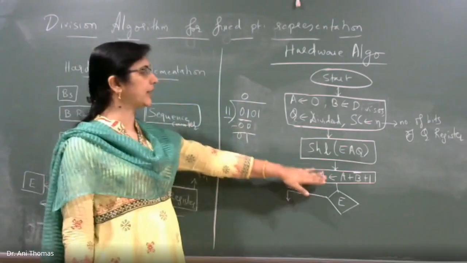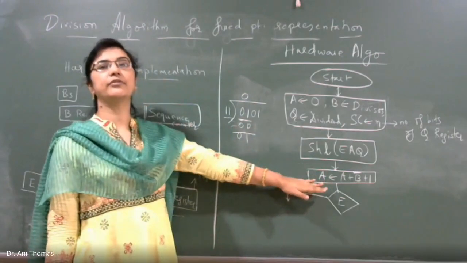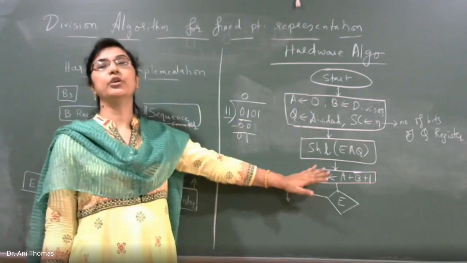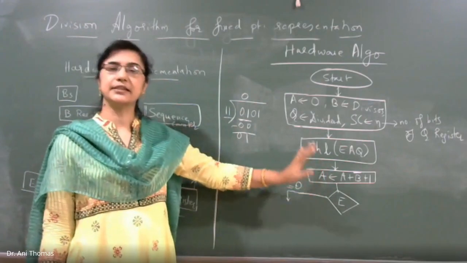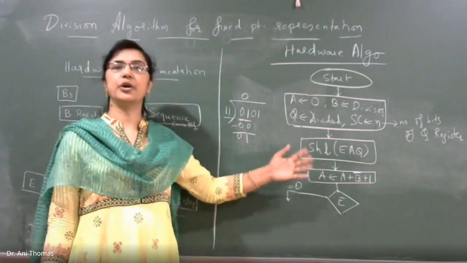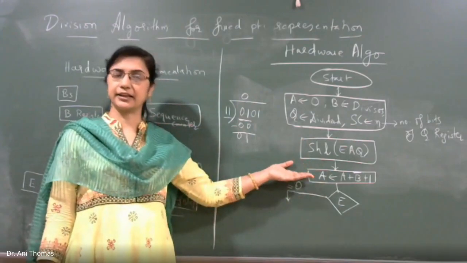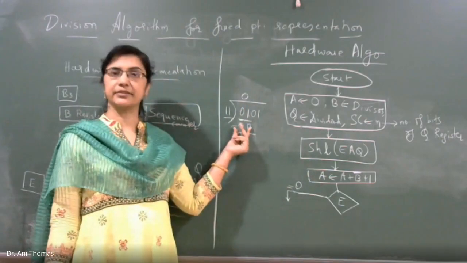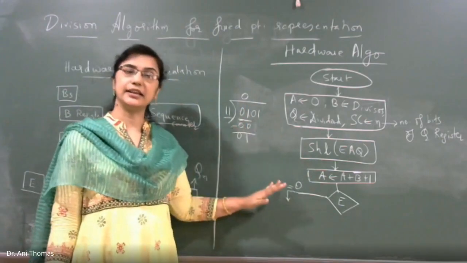But we have already subtracted. So what will we do? We did A minus B. What we will do is A plus B. Right? We already did A minus B here before, the subtraction of minus 1 1. But E is 0.